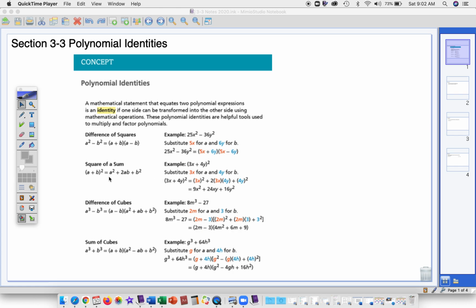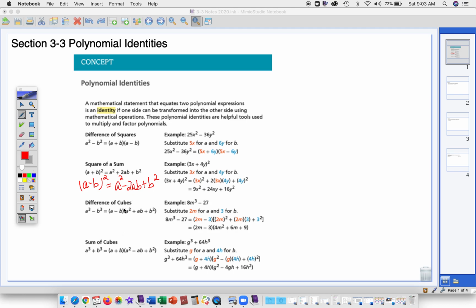So we take the square of the first term, the square of the last term, and in the middle, it's twice their product. Remember, if this had been a difference, a minus b squared, then this term would be a difference as well. So we'd have a squared minus 2ab plus b squared.